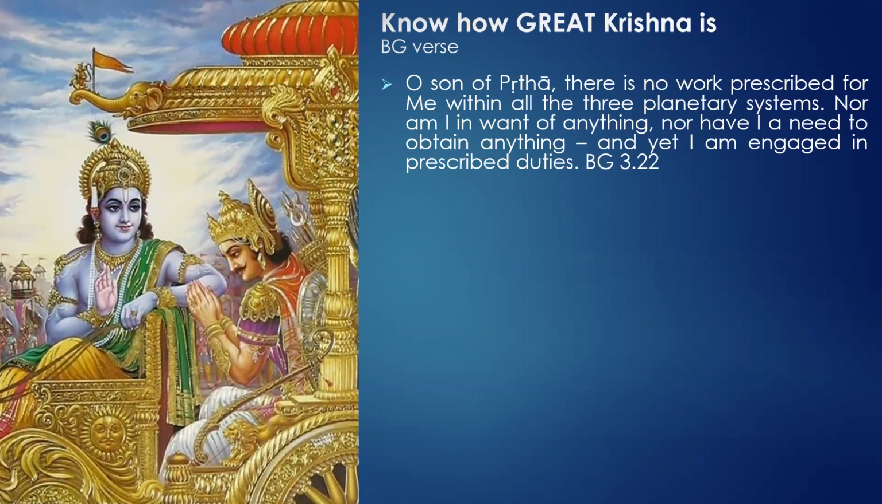Now, this is the 3.22nd verse. O son of Pritha, there is no work prescribed for me within all the three planetary systems, nor am I in want of anything, nor do I need to obtain anything, yet I am engaged in prescribed duties. Verse 3.22.